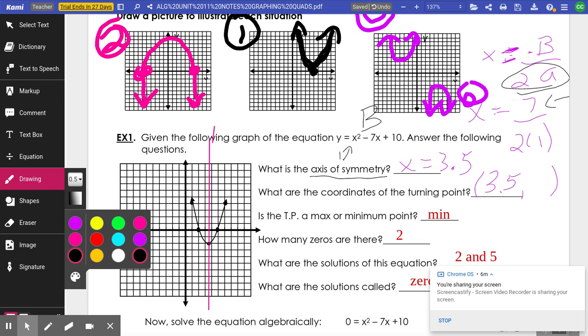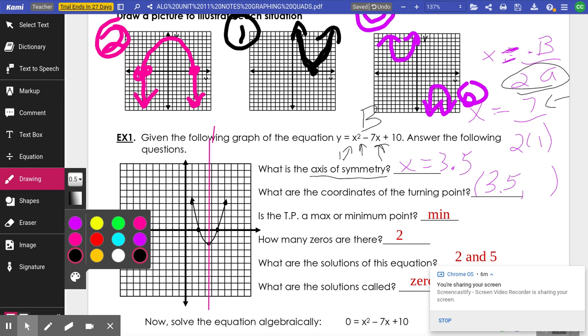Now, the turning point is 3.5 comma something. The 3.5 comes from what we just had. As you see, the dot of the 3.5 is a little bit below the x-axis. So it looks like 3.5 comma negative 2, but we don't know. So how do you find that out? You plug the 3.5 back in for x.